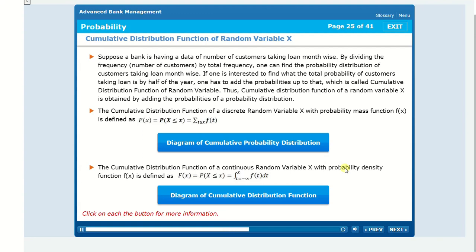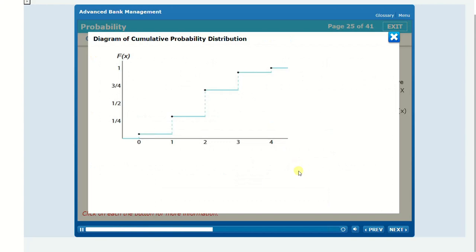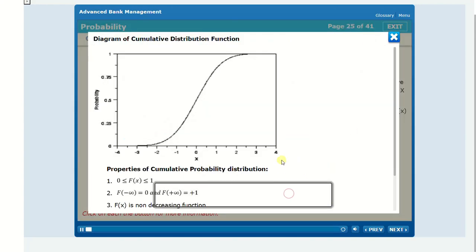The cumulative distribution function of a discrete random variable x with probability mass function f of x is defined as follows. Diagram of cumulative probability distribution. The cumulative distribution function of a continuous random variable x with probability density function f of x is defined as follows. Diagram of cumulative probability distribution. Diagram of cumulative distribution function.